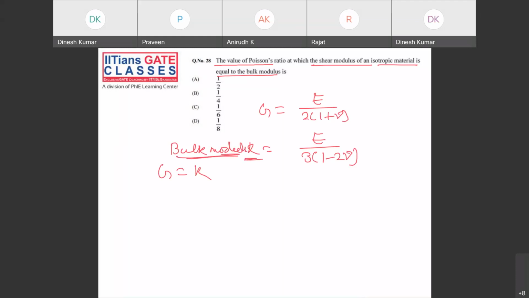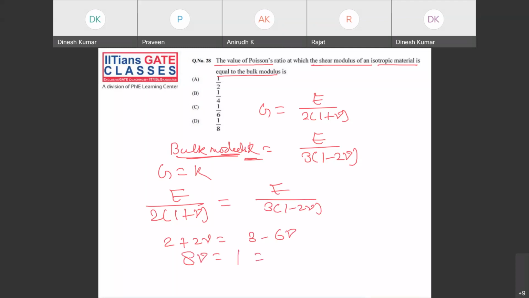So when you equate, what you see: E upon 2 into 1 plus nu equal to E upon 3 into 1 minus 2 nu. So E got cancelled. So 2 plus 2 nu equal to 3 minus 6 nu. So 8 nu equal to 1, and from here nu equal to 1 by 8.